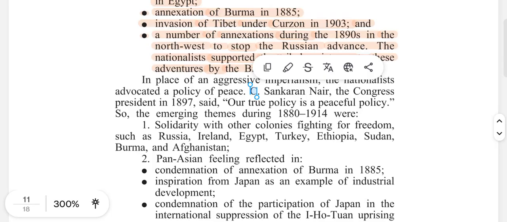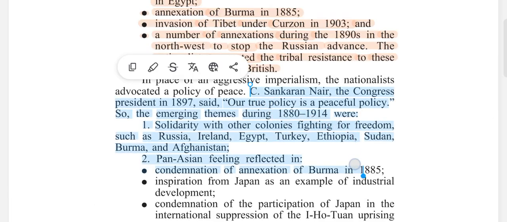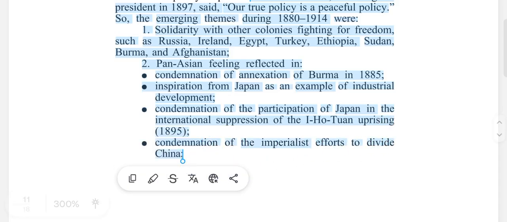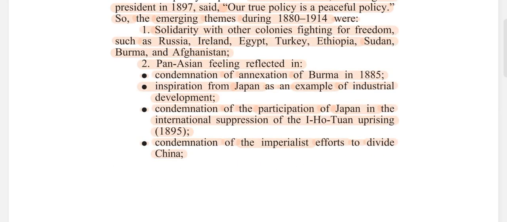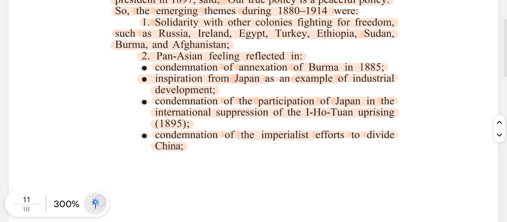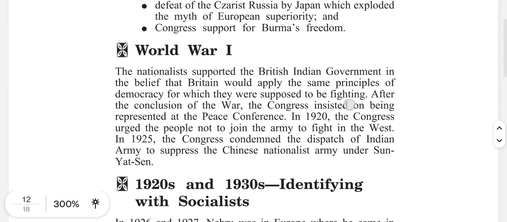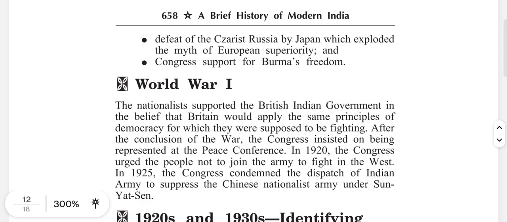The emerging themes during 1880-1914 were: solidarity with other colonies fighting for freedom, such as Russia, Ireland, Egypt, Turkey, Ethiopia, Sudan, Burma, and Afghanistan; Pan-Asian feeling reflected in the condemnation of the annexation of Burma in 1885; inspiration from Japan as an example of industrial development; condemnation of the participation of Japan in the international suppression of the Boxer uprising in 1895; and condemnation of the imperialist efforts to divide China.